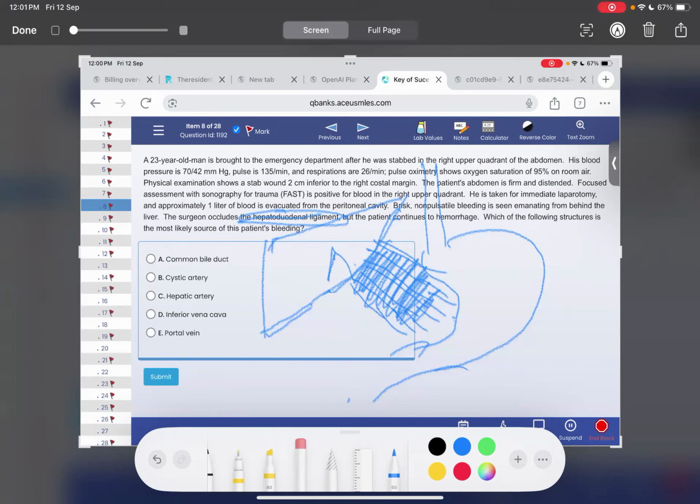So what structure passes through the hepatoduodenal ligament? Okay, let's discuss it. Which artery is passing through it? Hepatic artery. Perfect. The hepatic artery passes through this. We have a common hepatic artery, and the common hepatic artery divides into two arteries: the proper hepatic artery and the gastroduodenal artery. The common hepatic artery gives rise to the right gastric artery, and then the proper hepatic goes into right hepatic and left hepatic.